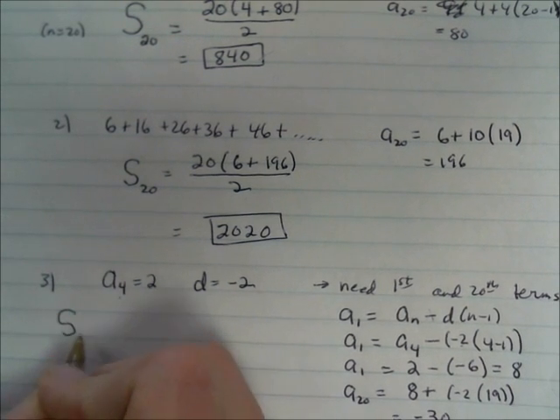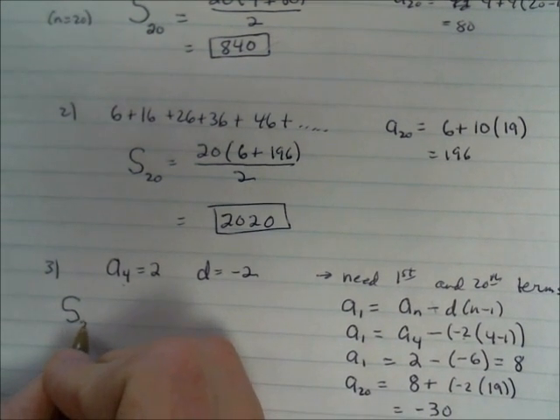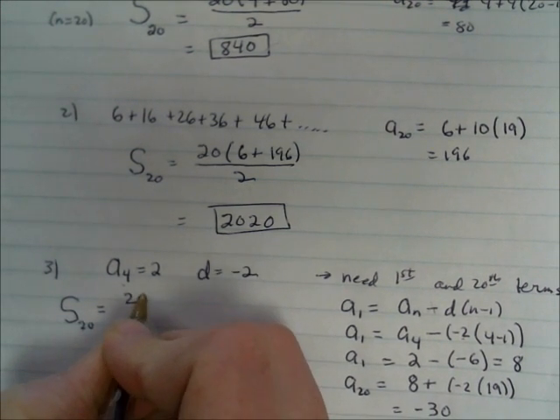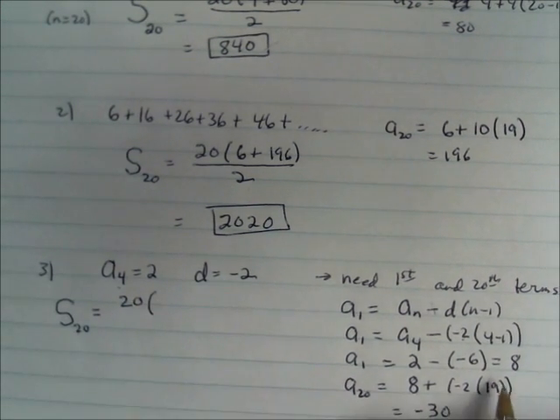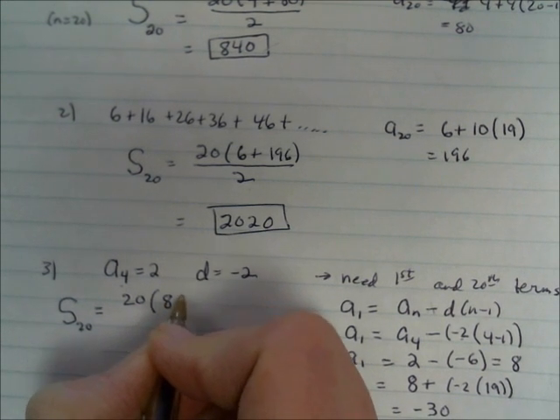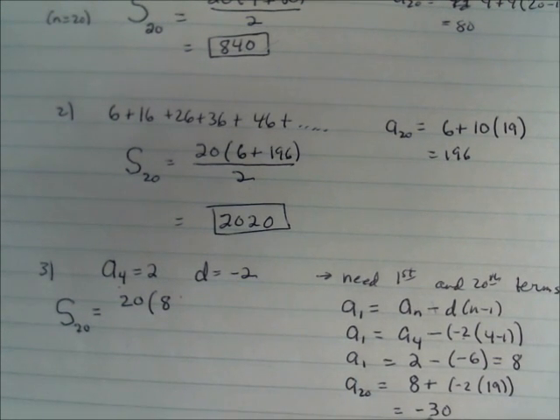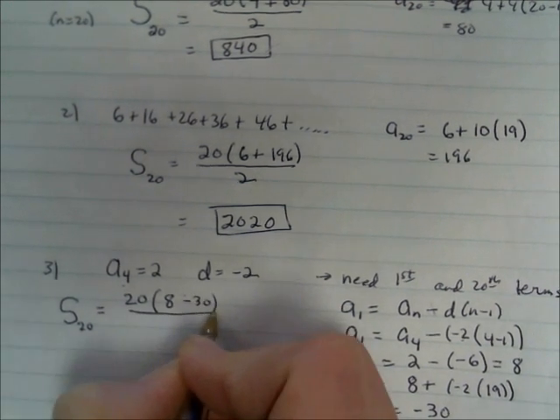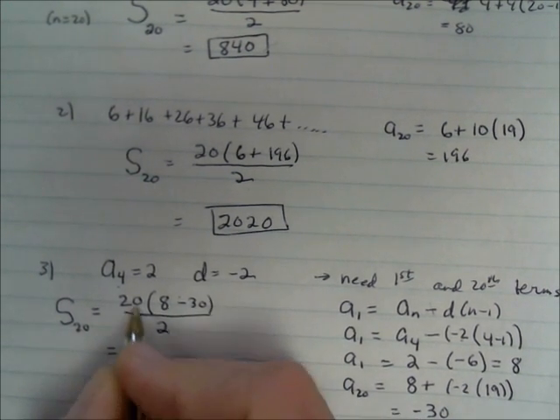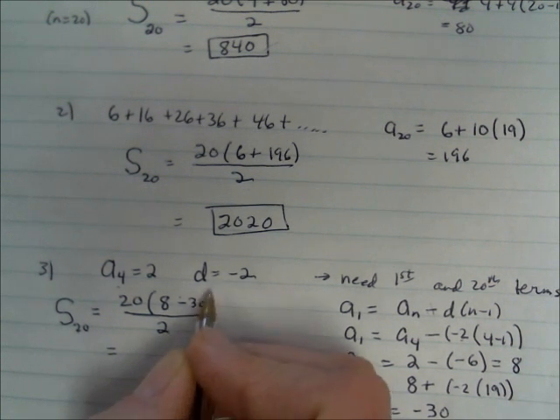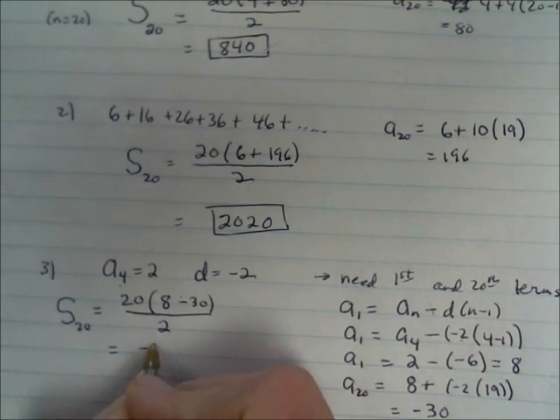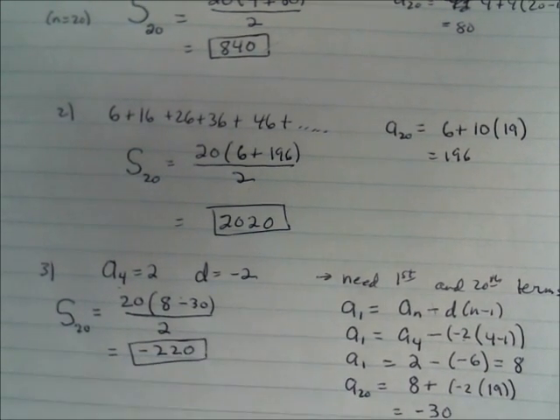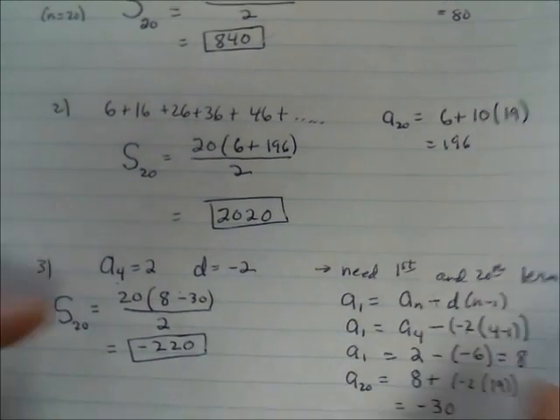So now we can say the sum of the first 20 terms is equal to n, we have 20 terms, times the first term, which we figured out to be 8, plus the 20th term, which is negative 30, all over 2. And that's 10 times negative 22, which is negative 220. All right, we'll do one more of those.